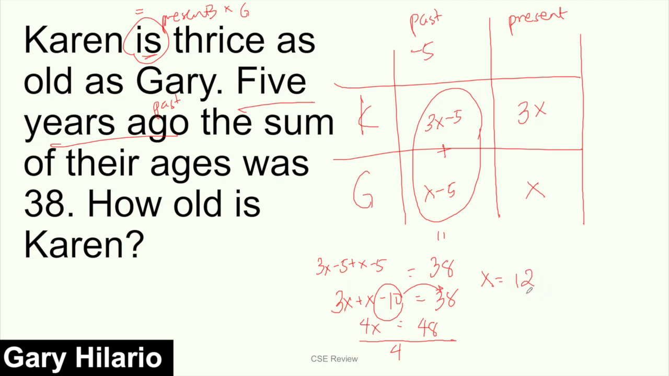But hindi pa yan ang sagot kasi ang tinatanong is how old is Karen. Eh, yung x natin is si Gary. So, solve muna natin, kung 12 si Gary, ilan yung edad ni Karen? Sabi natin times 3 nung kay Gary. So, 3 times 12 or 36. So, the answer is 36 years old.